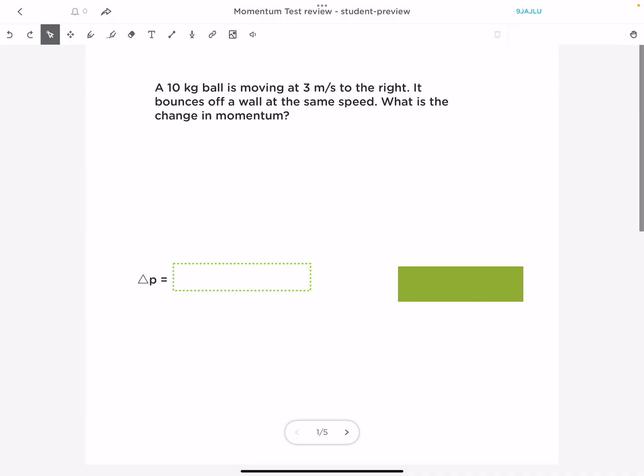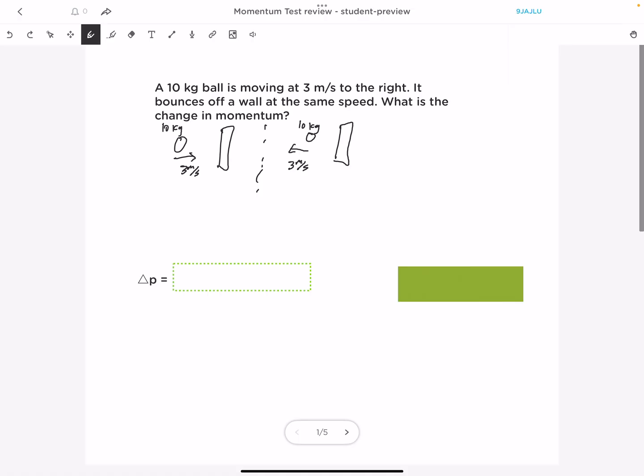Here we got a 10 kilogram ball moving 3 meters per second to the right. So let's draw a picture to kind of understand what's going on. We've got 10 kilograms moving 3 meters per second, and it's gonna hit a wall. The ball's then gonna bounce off of the wall at the same speed, right? So now it's going to be going to the left. And it's asking, what is the change in momentum?